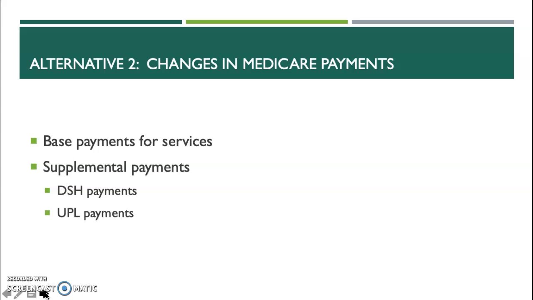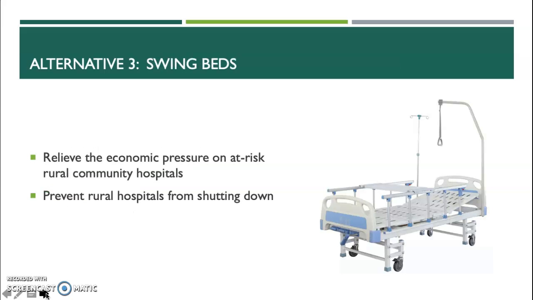And for supplemental payments, several states target Medicaid supplemental payments to rural and critical access hospitals. The two largest types of Medicaid supplemental payments to hospitals are disproportionate share hospital payments and upper payment limit supplemental payments. And the third alternative is the swing beds.